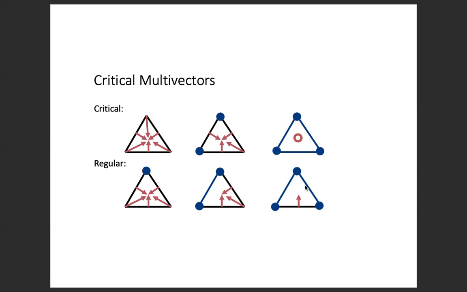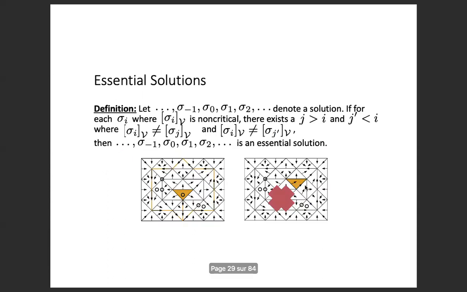Okay, and in each of these three cases, it's very easy to check that the relative homology of the closure to the mouth in blue is trivial. So these are just regular multivectors. Okay, and now this lends itself to a notion of an essential solution. The key idea behind an essential solution is it's exactly the same as a solution, but if you're going to stay in one multivector for infinitely long, in either the negative or positive directions, that multivector must be critical.